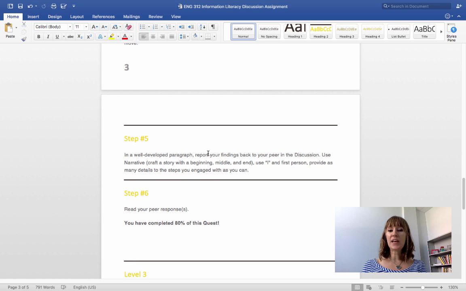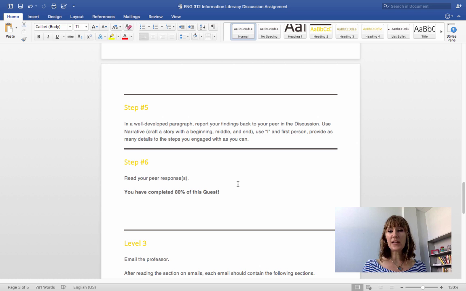I will then turn that into a cohesive narrative, and I will reply again in the discussion board to classmate B. Dear classmate B, the connection between your words was really interesting. Here's the path I took. Here's where I ran into problems. Here's how I see these particular pieces of information connecting. At this point, now that I've completed level 2, I've posted my peer response, check all of the due dates because they're posted in D2L. I am 80% done with this game.